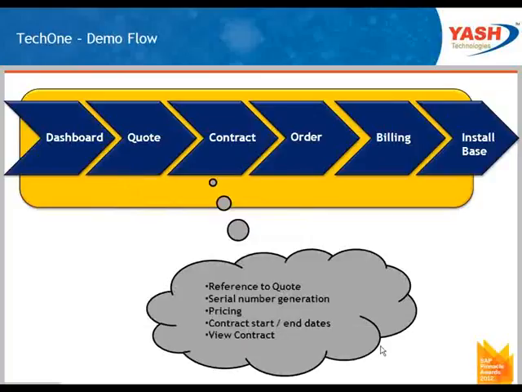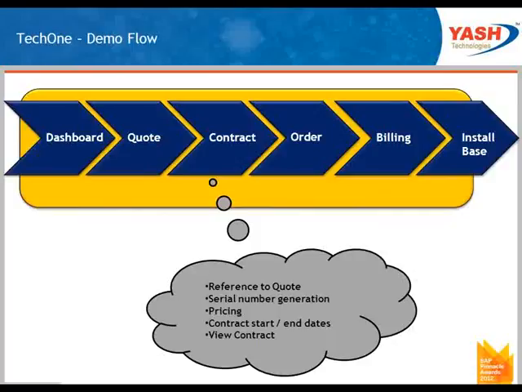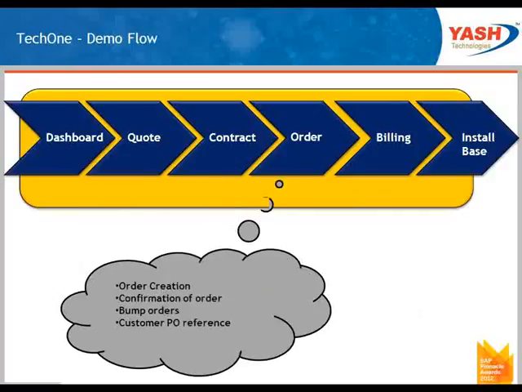When coming to the contract processes, we will look at how we reference the contract creation to a code, and how the system can automatically generate the serial number. We look at the pricing, the contract start and end date, and view the contract in its entirety.